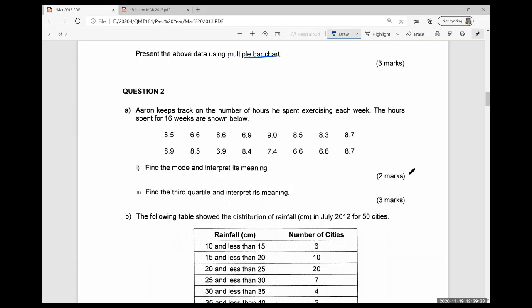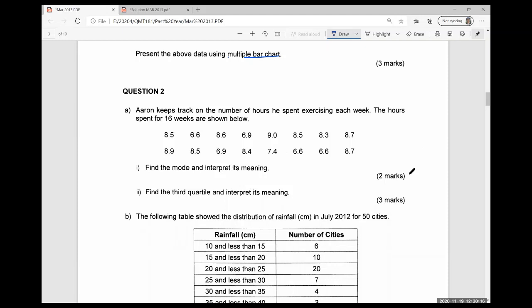So for the first one here, it is for ungrouped data, right? In this situation, they give you Aaron keeps track of the number of hours he spent exercising each week. The hours spent for 16 weeks are shown below. So you have 8.5, 6.6, and so on. And then the question asks you to find the mode. In order to find the mode, what you need to do is simply find the one that has the highest frequency. So just look at which one has the highest frequency.